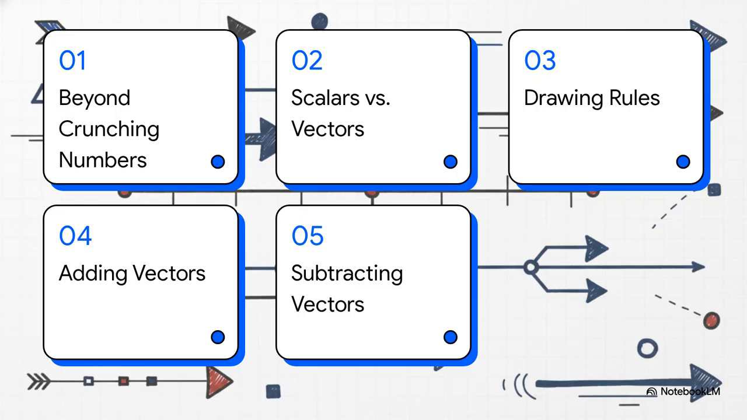Here is our roadmap for mastering one-dimensional vectors today. First, beyond just crunching numbers. 2, scalars versus vectors. 3, rules for drawing vectors. 4, adding vectors in 1D. And 5, subtracting vectors, with a little twist at the end.